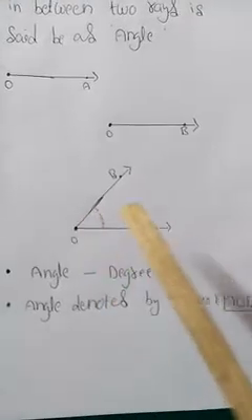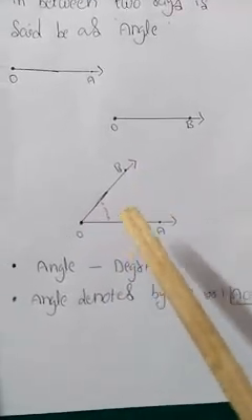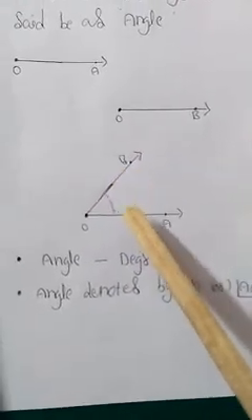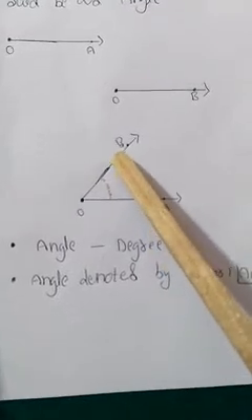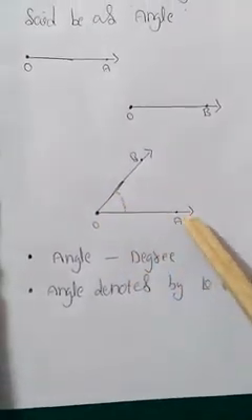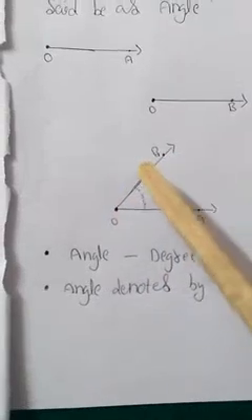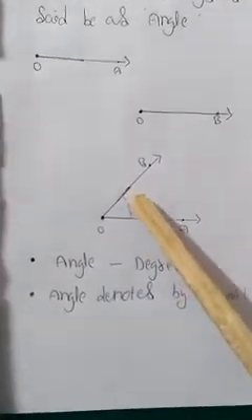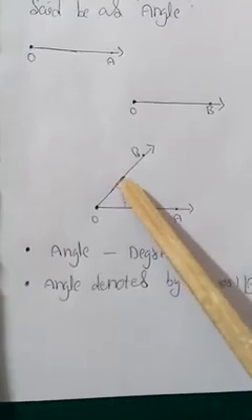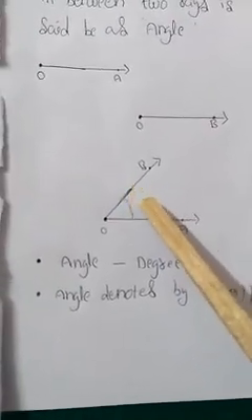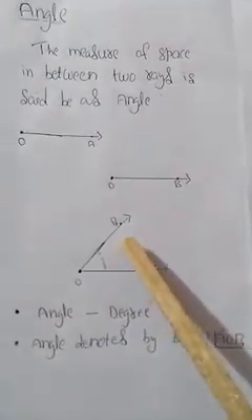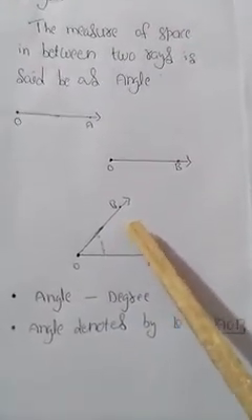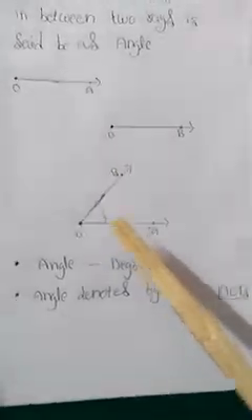OA ray and OB ray forming some space here. So in between O to OA and OB, some space here. Clearly you may see here. And the measure of this space only we can call as angle. The definition is: the measure of space in between two rays is said to be an angle.